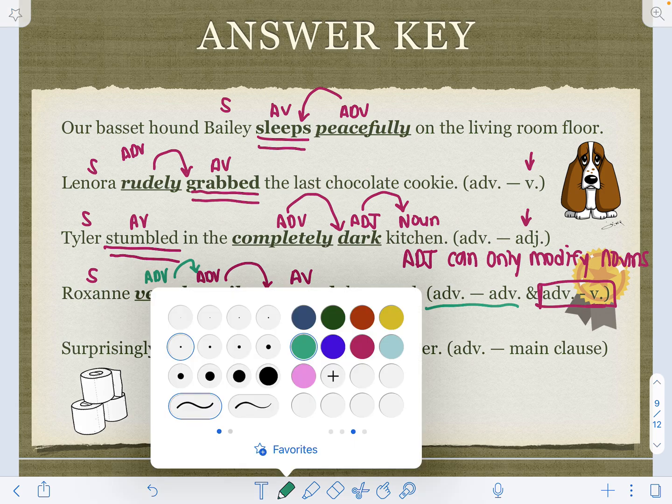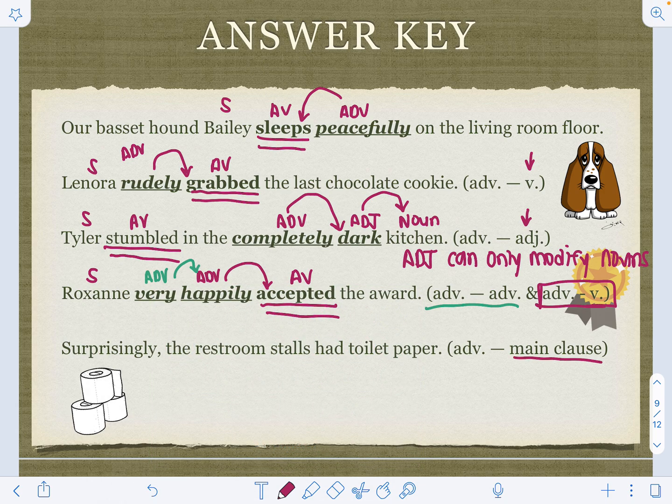This last one is a main clause. The restroom stalls had toilet paper. That means that it can stand alone as a complete thought. And this adverb, surprisingly, is modifying the entire phrase. So the whole entire rest of the sentence is being modified by the word surprisingly.